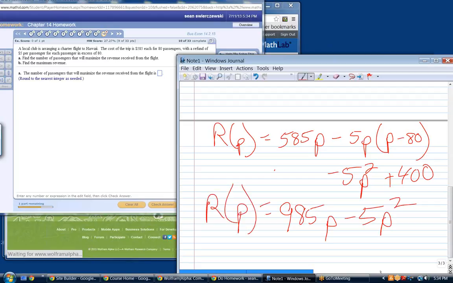I'm surprised they accepted our answer before. Well, no, because you have to take the derivative of it, which should be 985 minus 10p. Now, there is a problem. If you divide 985 by 10, you get 98.5 customers. So now we have to decide whether 98 is better than 99.